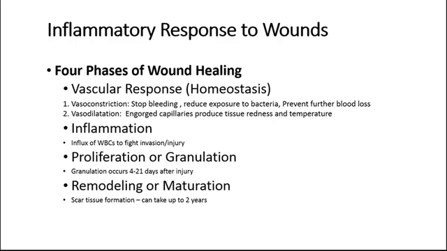Then we have proliferation, of what we call granulation. That can occur within the 4th to the 21st day after the injury. And this is where we have the new tissue growth. After that, we have the remodeling or maturation, which is really the scar tissue formation, which can take up to 2 years. And a scar is never going to retain the strength of the original tissue. It's going to have about 2/3 of the strength of the original tissue. So for that weakness, really, scars never are as strong. The tissue is never as strong as the original one.